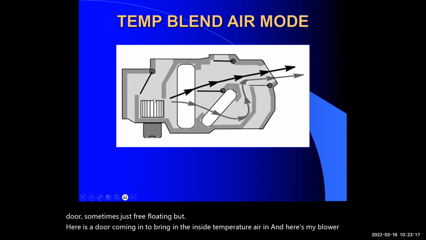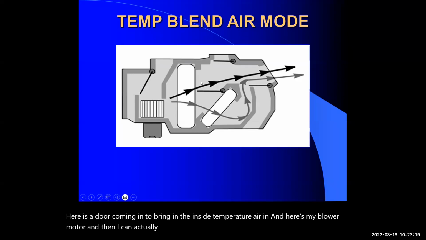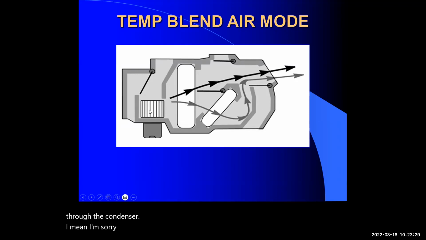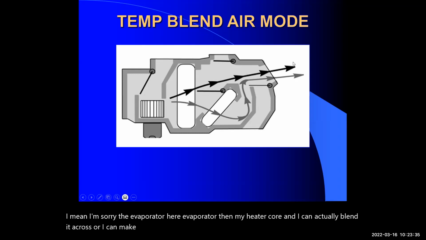and then I can go across my evaporator, or I can direct it to go through the condenser. I'm sorry, the evaporator here, then my heater core, and I can blend it across, or I can make it a direct flow across that way too. And this will be going down, and this defrost up. So we can have it different directions.